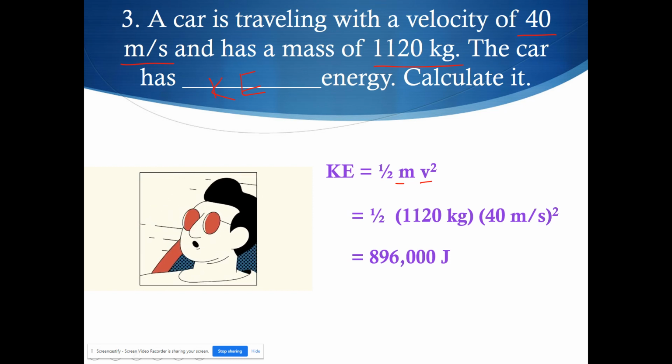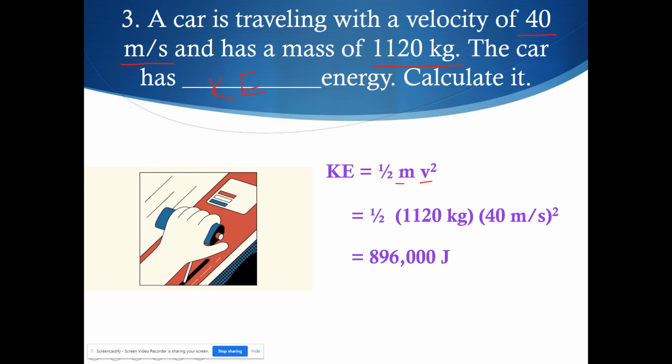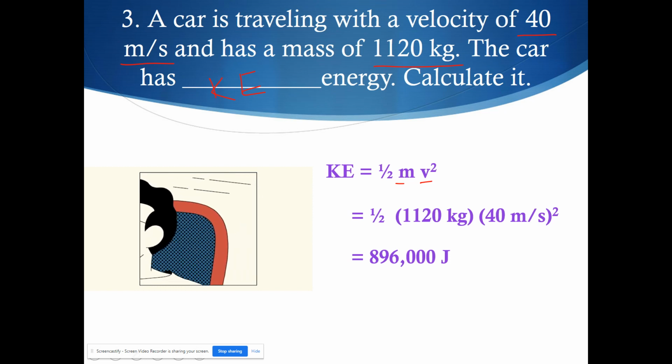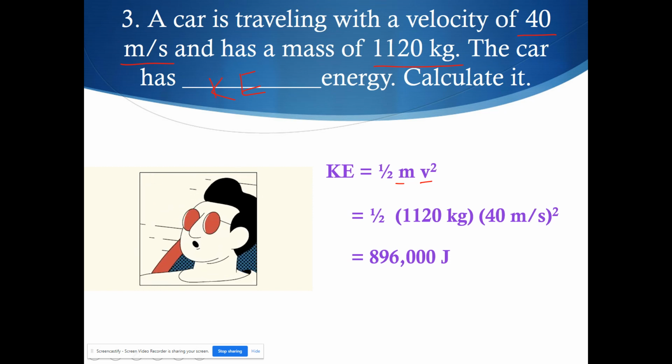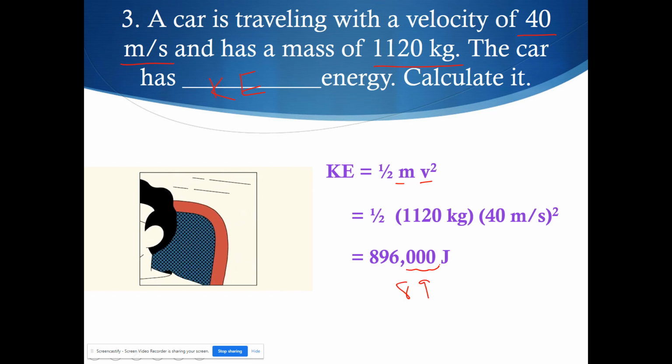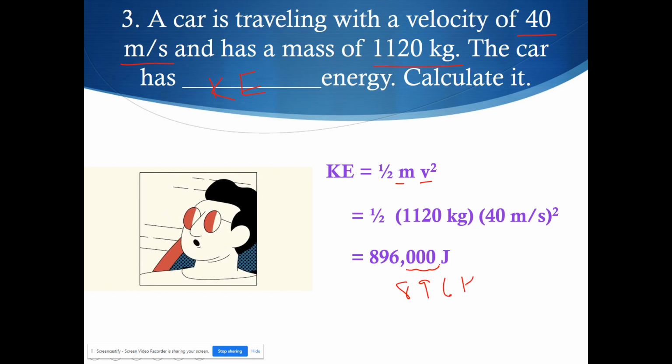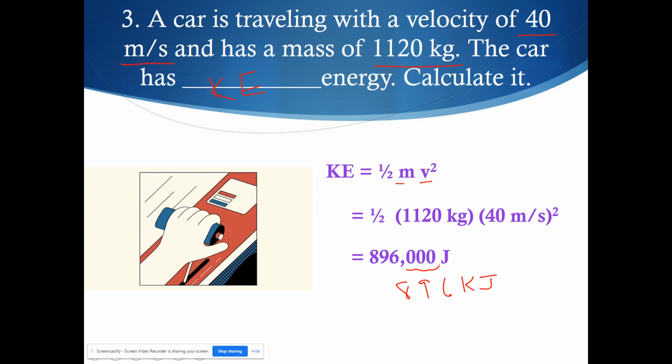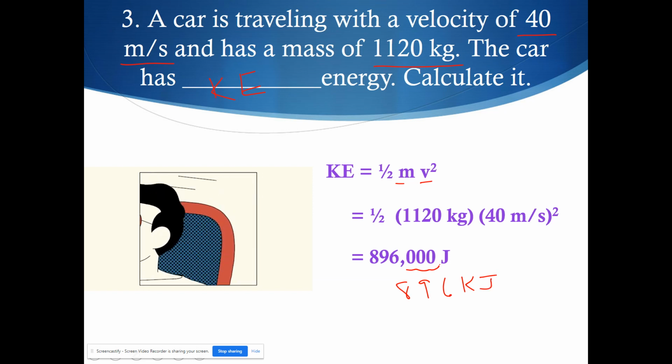896,000 joules. Now, sometimes when we have very big numbers like this, we like to convert things, okay, and get rid of the zeros. So if I move my zeros 3 spots, I can convert this to 896 kilojoules, okay, moving my decimal point.